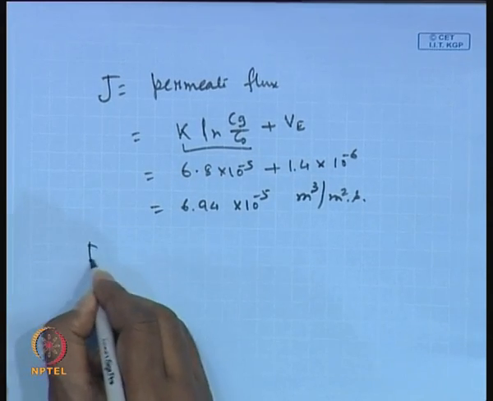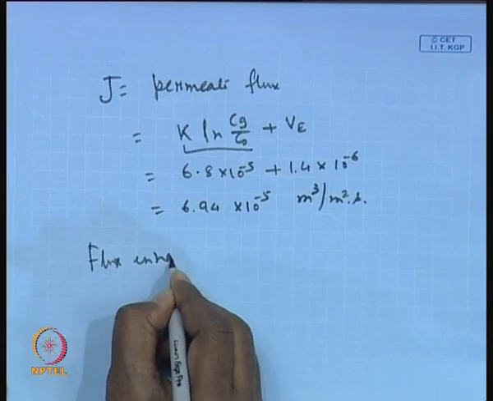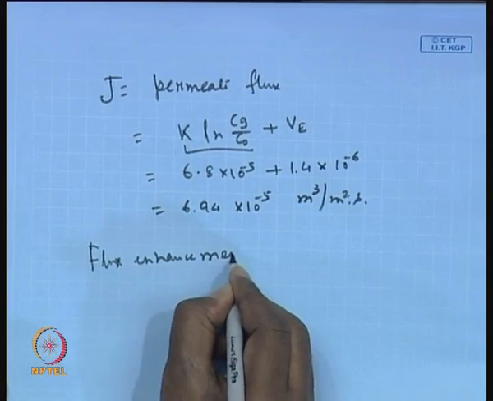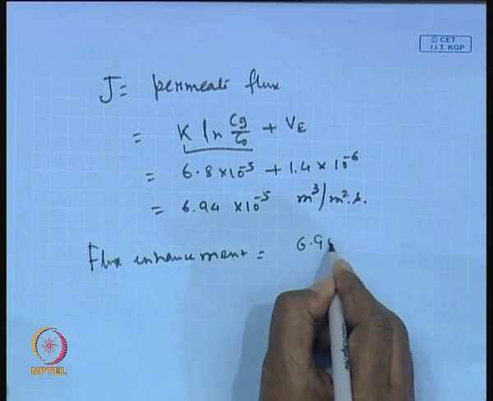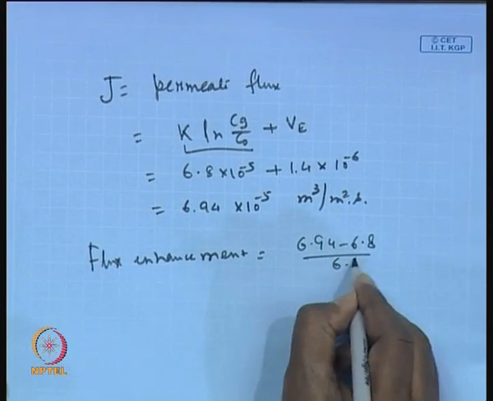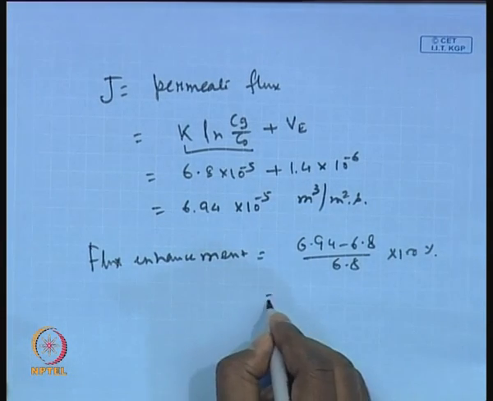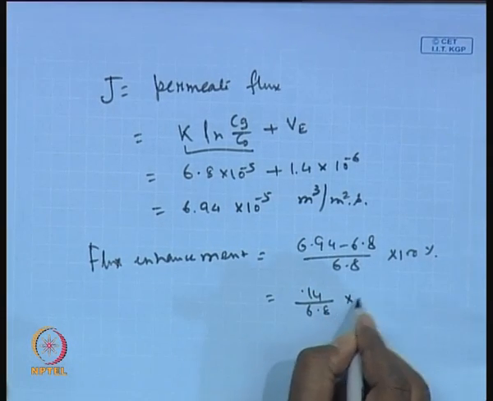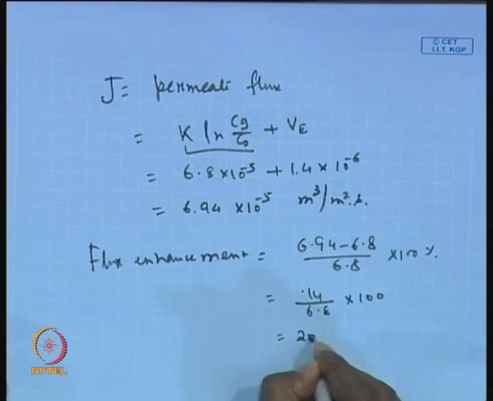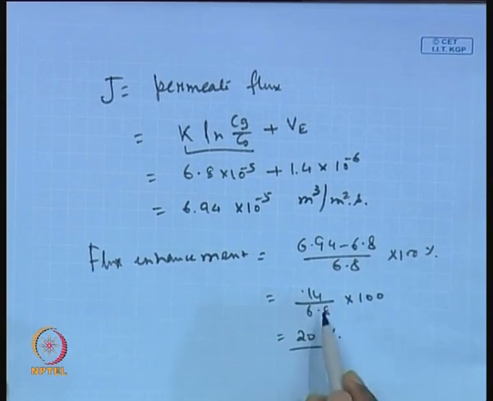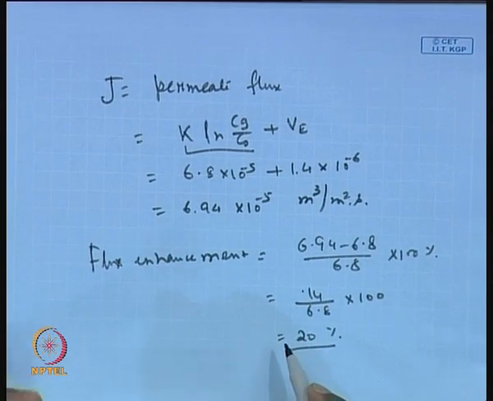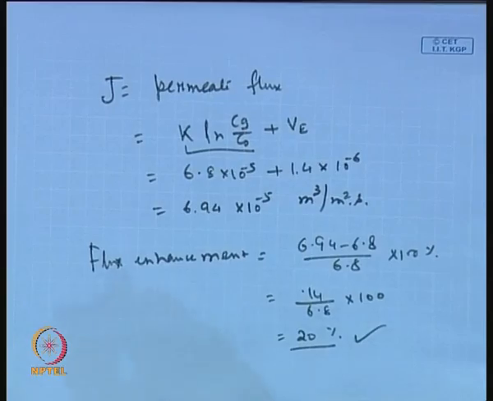So, the flux enhancement you get will be nothing but 6.94 minus 6.8 divided by 6.8 into 100%. You just calculate how much it is. This is 0.14 divided by 6.8 into 100%, so it is around 2%. Now, if you increase the field strength from 400 volt per meter to 600 volt per meter, this will be further enhanced. This is the typical order of magnitude of enhancement of the flux productivity you are looking for, 20%, 30%, not more than that.